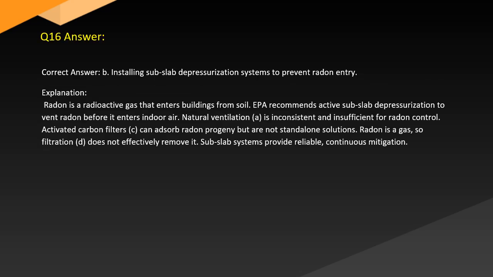Answer. Correct answer B. Installing sub-slab depressurization systems to prevent radon entry. Explanation. Radon is a radioactive gas that enters buildings from soil. EPA recommends active sub-slab depressurization to vent radon before it enters indoor air. Natural ventilation, A, is inconsistent and insufficient for radon control.